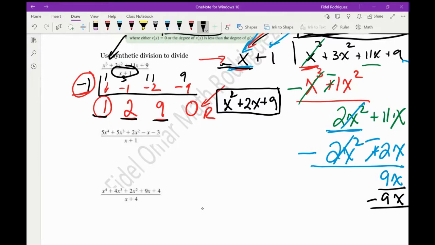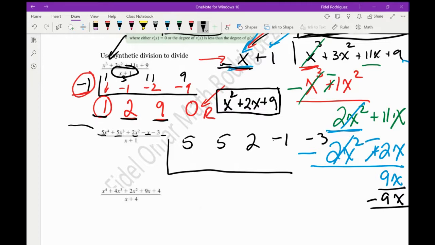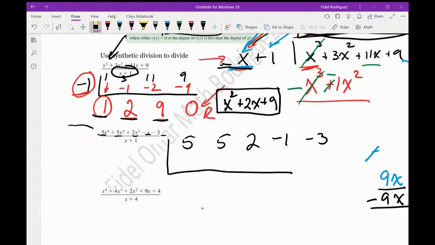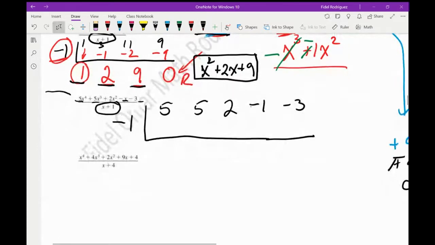Okay, so first step, we're always going to draw this kind of inverted box. And I'm going to write the numbers, the coefficients of each of those terms. So 5, 5, 2. The next one is a -1, and then a -3. Let me get rid of all this other stuff because we don't need it anymore. And my number here, if it's on the inside, if it's a +1, I got to change my sign to a -1.